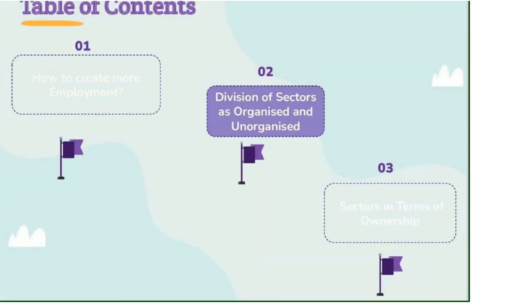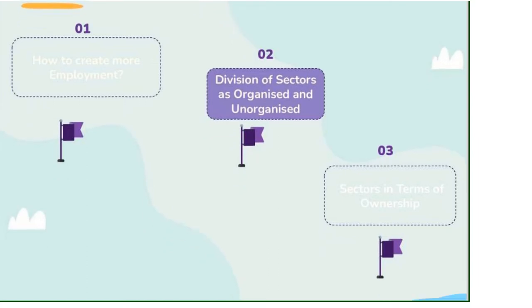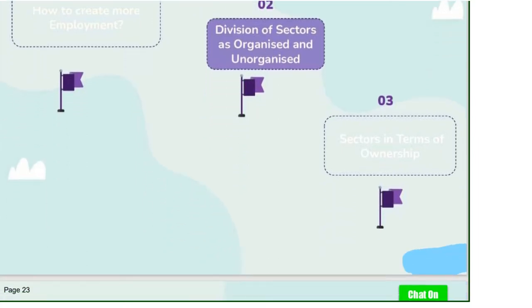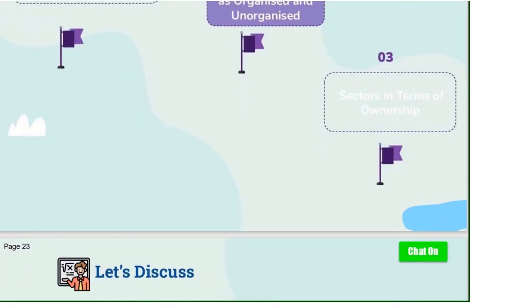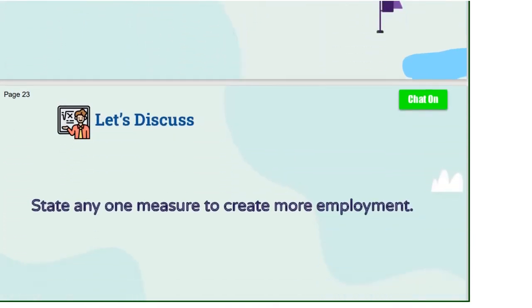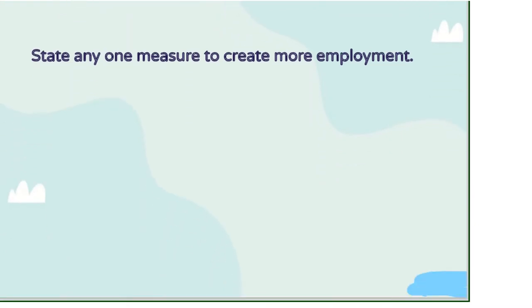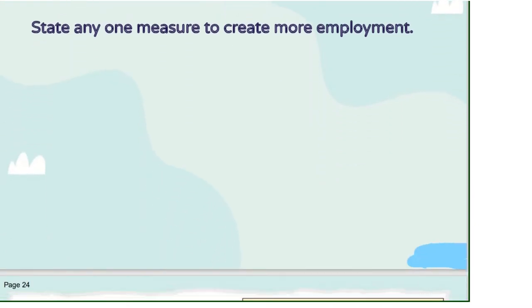Second, division of sectors as organized and unorganized sector. Let's discuss. State any one measure to create more employment. Anyone? I'll give you one example, don't worry, then you can see.